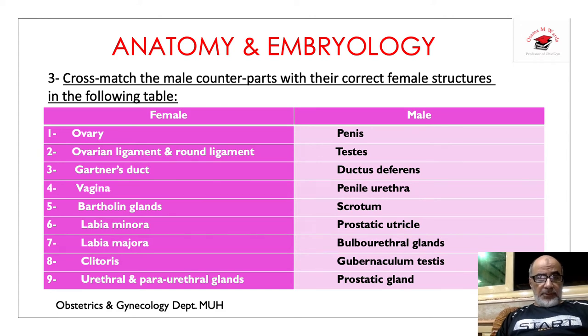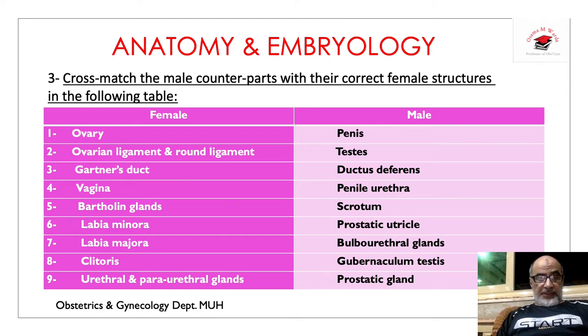Cross match the male counterpart with the correct female structures. The ovarian ligament and round ligament, we mentioned, come from the gubernaculum. The options include Gartner's duct, vagina, Bartholin glands, labia minora, labia majora, clitoris, urethra and paraurethral glands, the testis, vas deferens, ductus deferens, and so on.